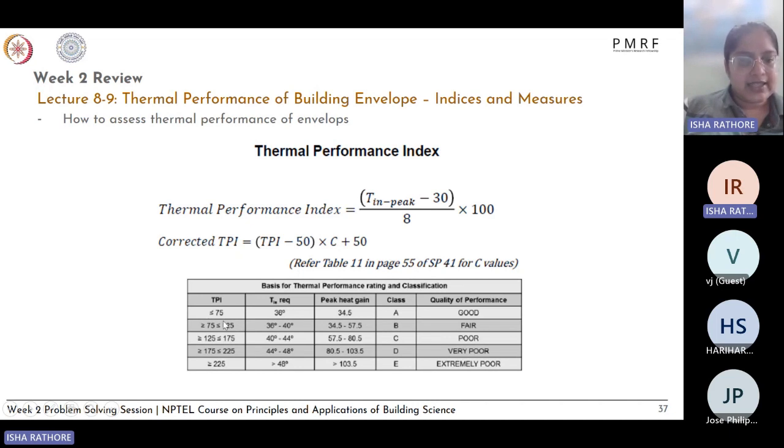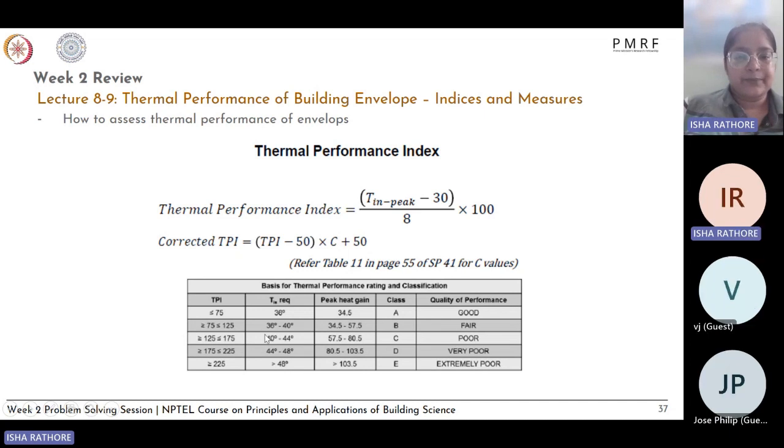So if your TPI is less than or equal to 75, it is good. If it's between 75 to 125, it is fair. If it's between 125 to 175, it is poor. If it's between 175 to 225, it's very poor. And if it's more than 225, it's extremely poor. And they are rated in the TPI class of A, B, C, D, and E based on these quality of performance values. So for building envelopes, it's essential for the TPI to be in the range of A to B. That is, TPI should be less than 125 mostly.